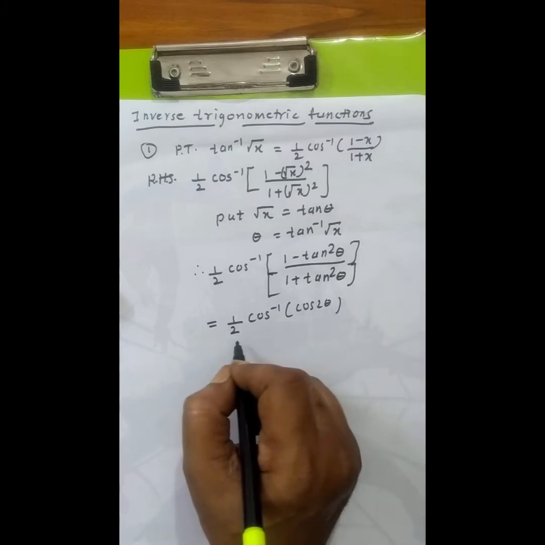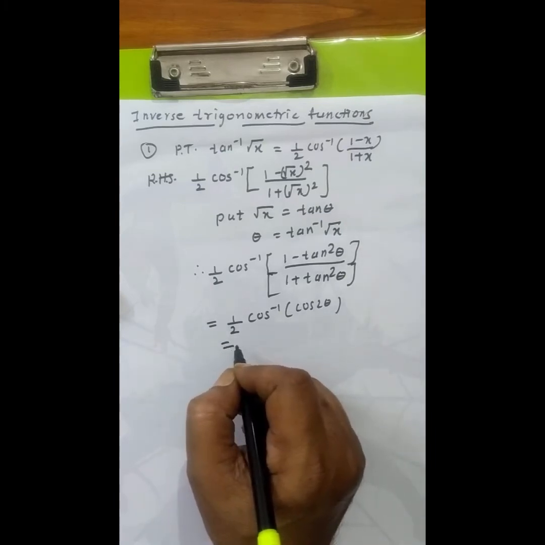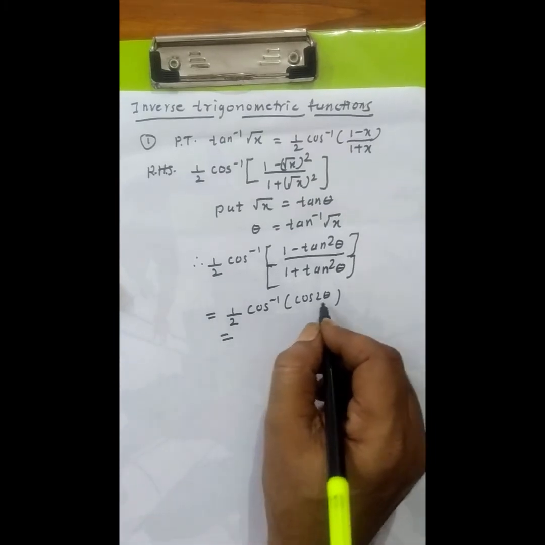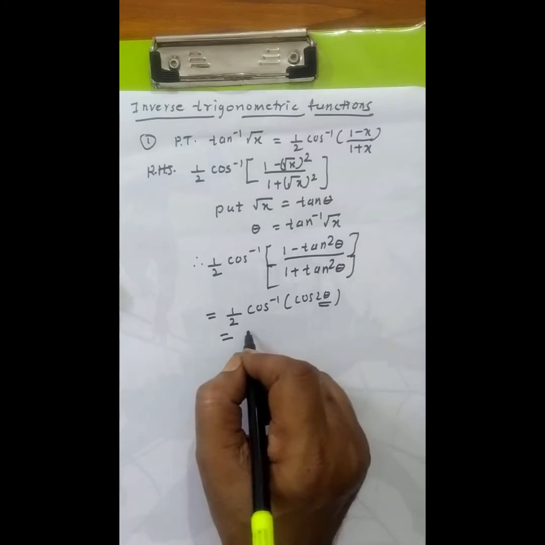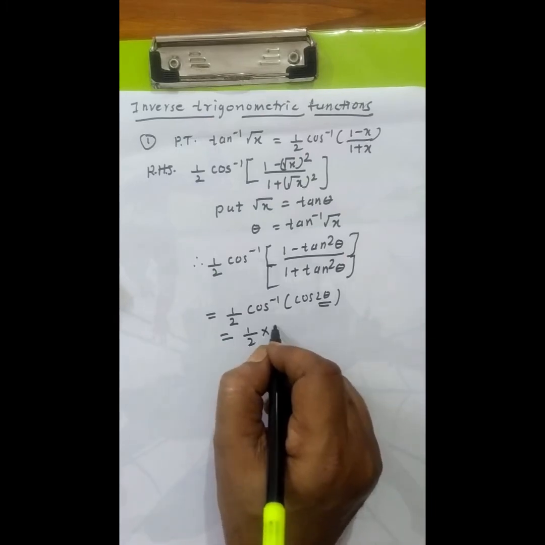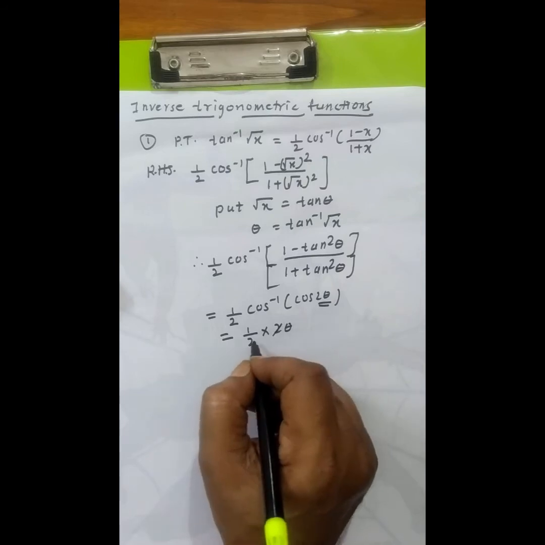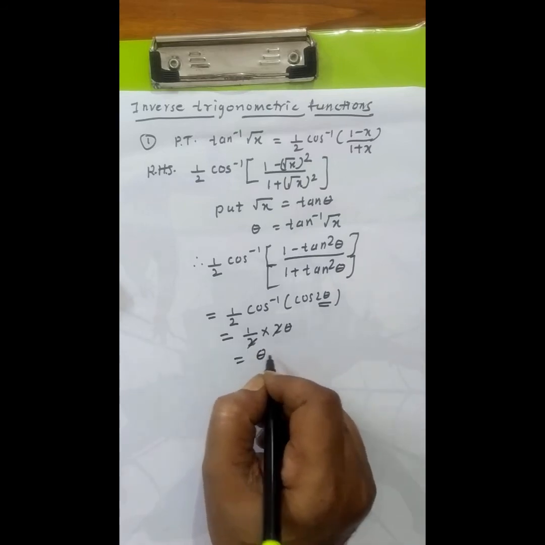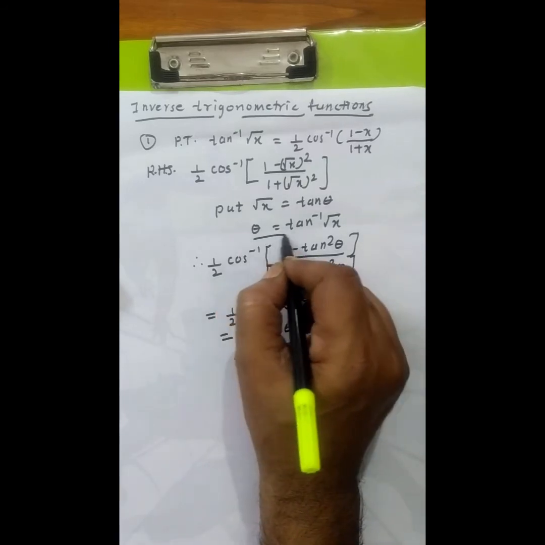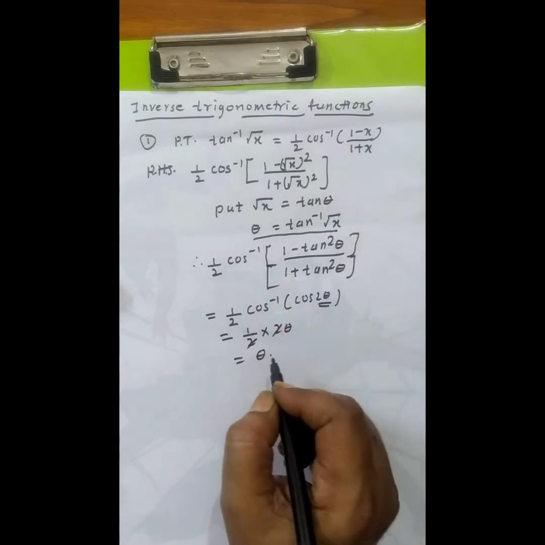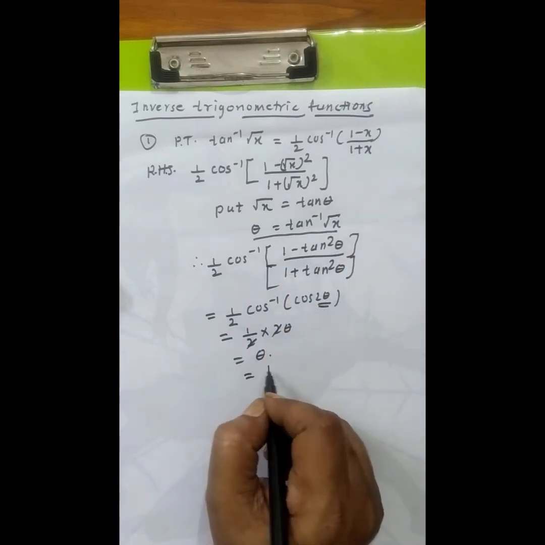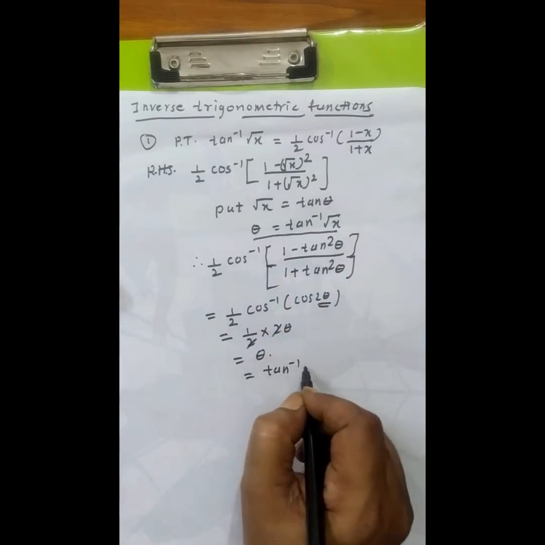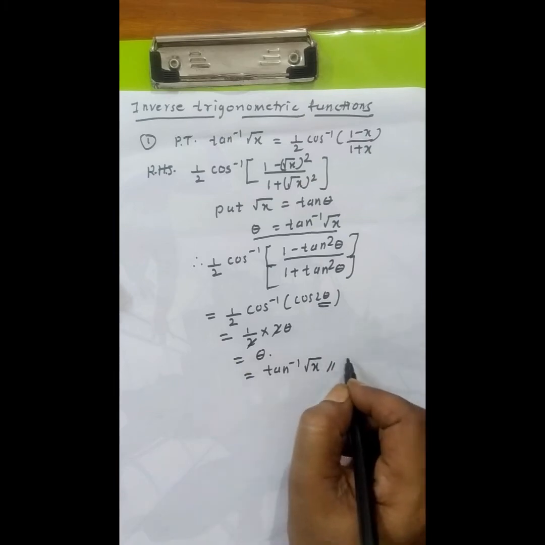Now cos inverse of cos 2 theta, we can apply cos inverse of cos y. Instead of y it is 2 theta, therefore it becomes 1 by 2 into 2 theta. This 2 will get cancelled, we will be left with theta. But what is theta? Theta is tan inverse of root x, which is your left hand side.